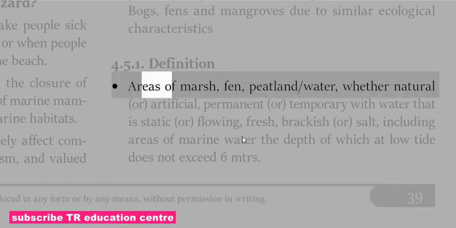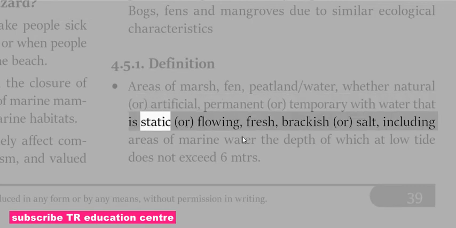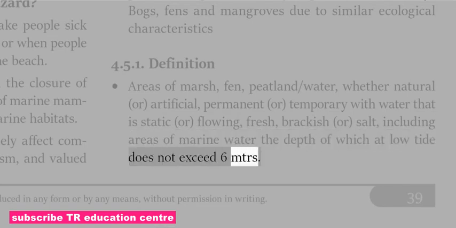Definition: areas of marsh, fen, peatland or water, whether natural or artificial, permanent or temporary, with water that is static or flowing, fresh, brackish or salt, including areas of marine water the depth of which at low tide does not exceed 6 meters.